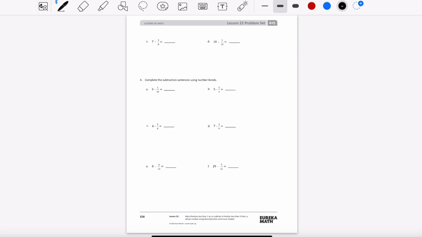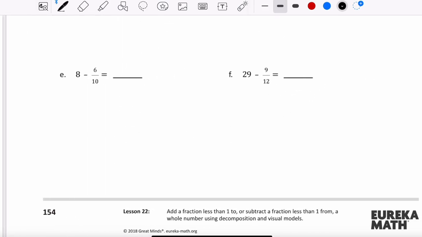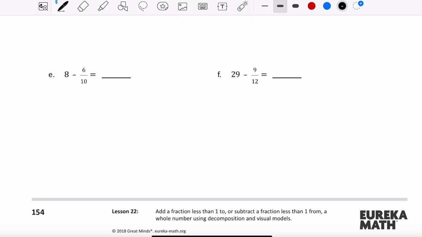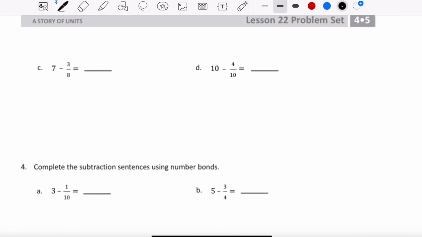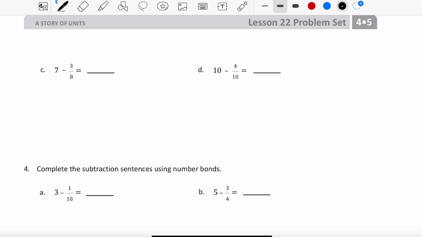Okay, today we are working on lesson 22. We are on page 154, so please get to that page in your math book, and remember you can pause the video at any time.